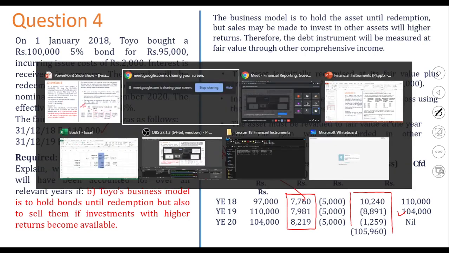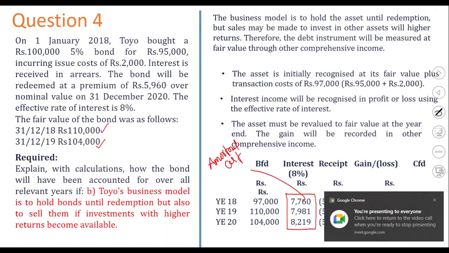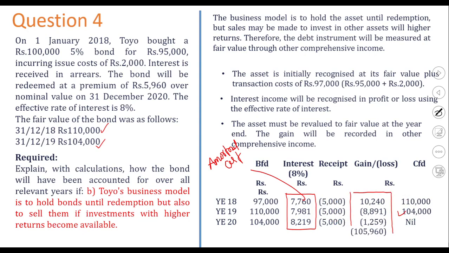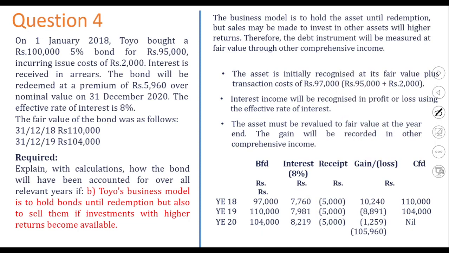Any doubts you all have? Please ask if you have any doubt. So quickly note this down. This is how you want to recognize the interest income, and the gain should be recognized in the OCI.